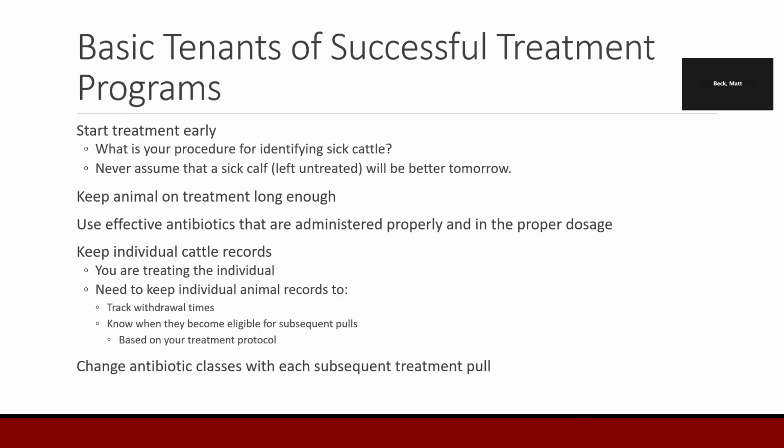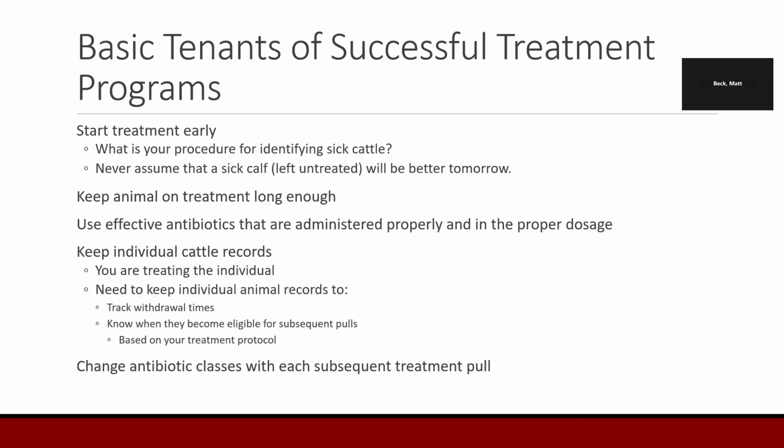You guys will see as we go through this how important it is to keep individual animal records. When we are treating cattle, basically all other management, we manage cattle as a group. Whenever we're treating cattle, we are managing the individual. So these records need to be on the individual animal basis. We need this so that we can track withdrawal times.